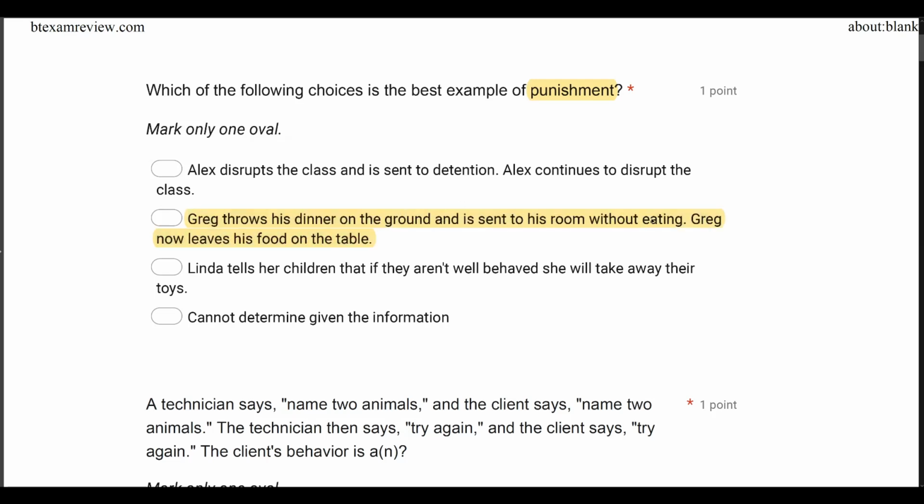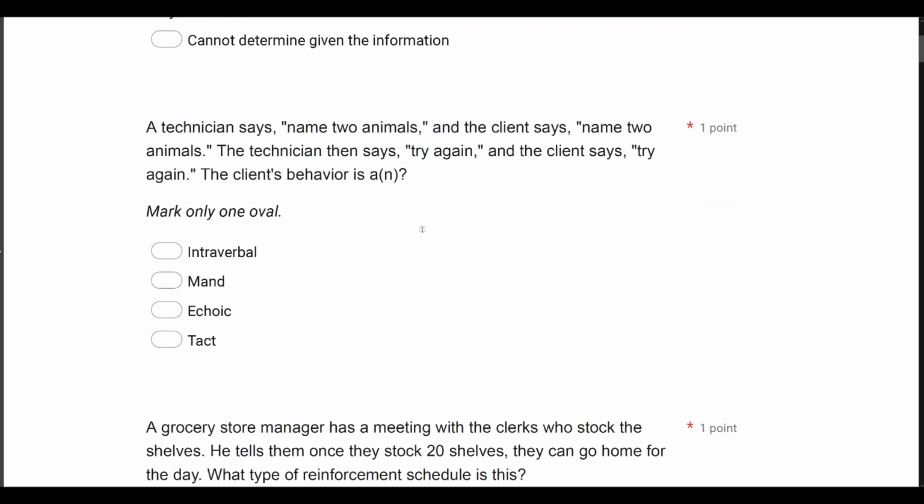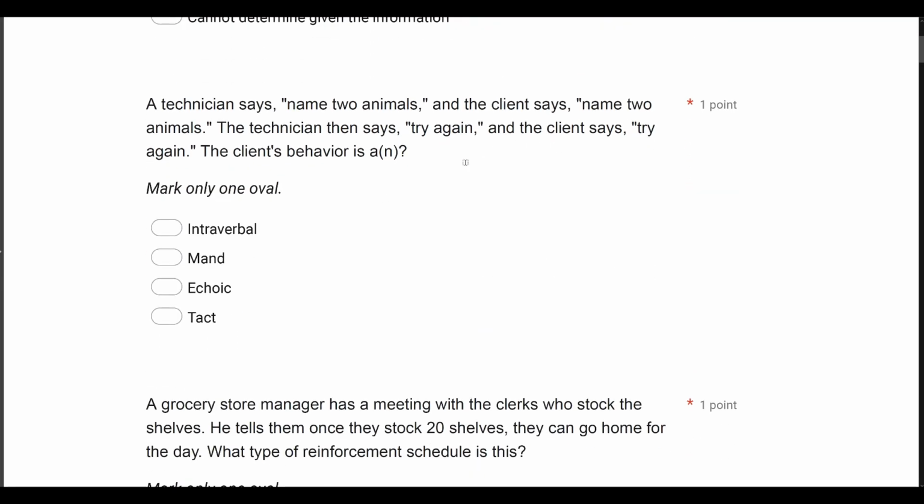He got sent to the room without eating. Greg now leaves his food on the table. In other words, he no longer throws his food on the ground. Greg's behavior was punished. A technician says, name 2 animals, and the client says, name 2 animals. The technician then says, try again, and the client says, try again. Client's behavior is a what?